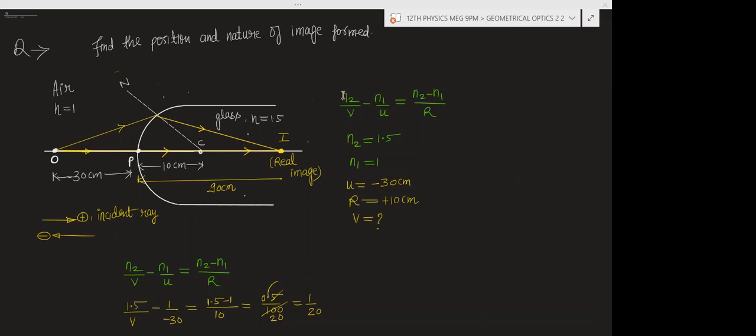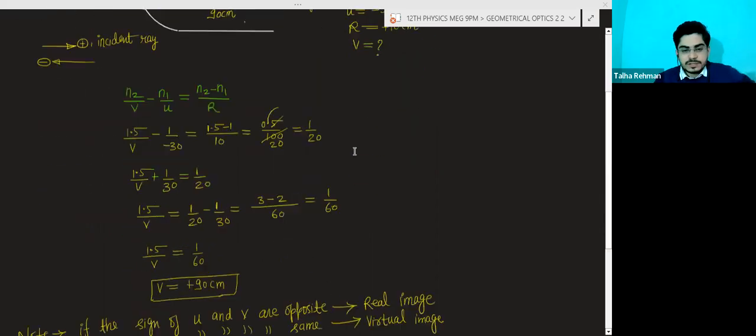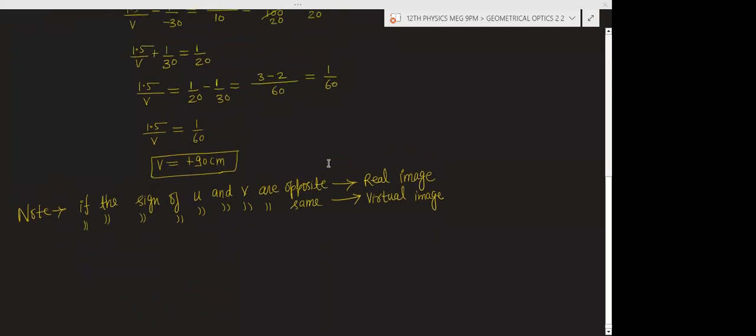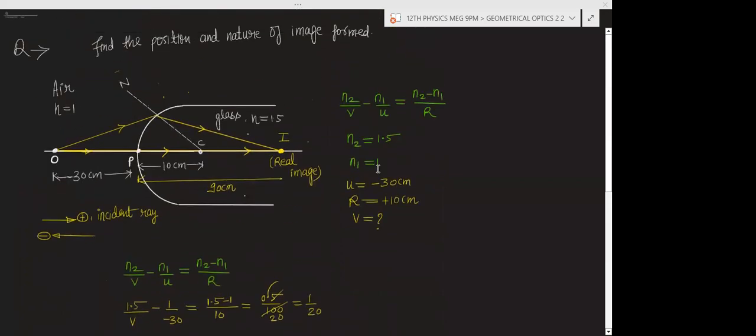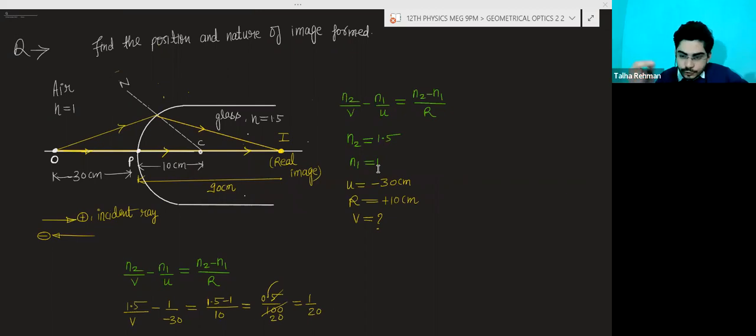Sir, in exam we should draw or not? Actually, in exam, if you draw, it is better if you know. Suppose, for example, if you don't know, then in that case, you have to remember this. You can write this statement there, okay? But if you know, then you should draw.